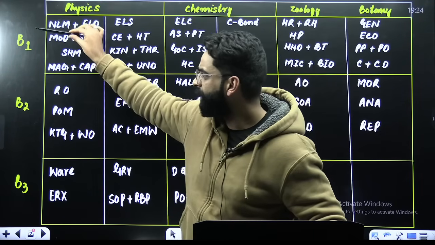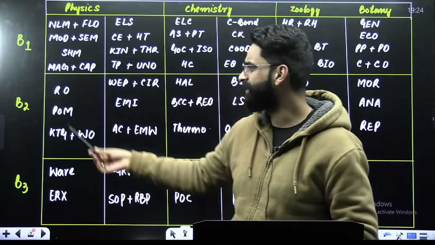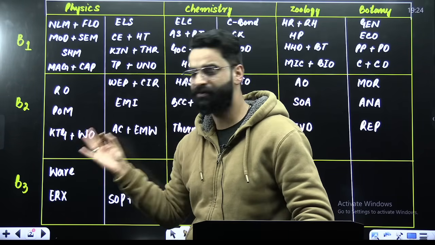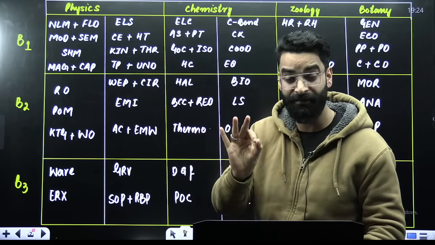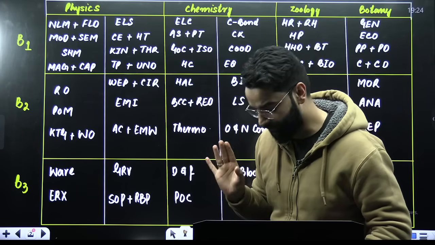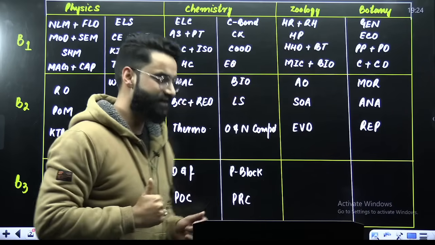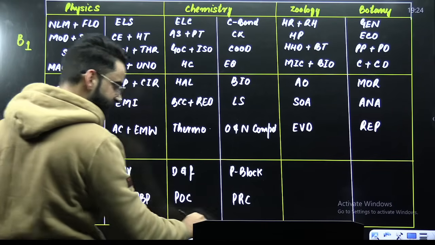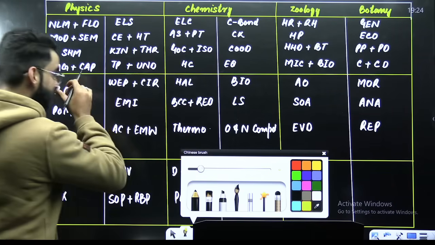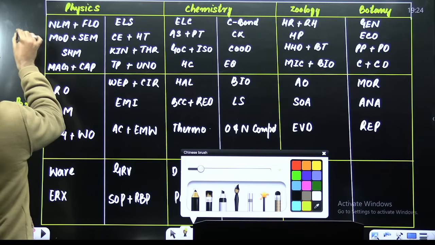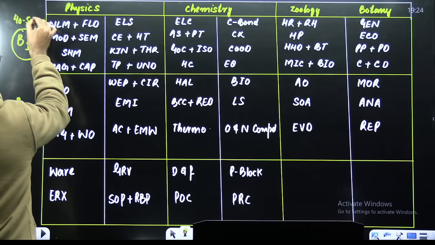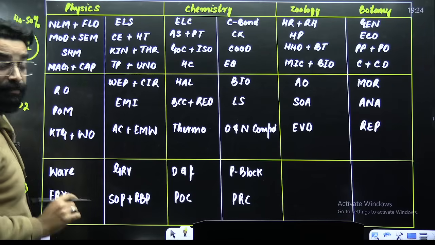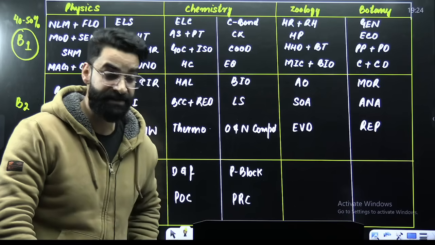Over here, I have made three blocks, as you can see. Block 1, Block 2, Block 3. My dear students, one by one, you have to complete all these three blocks. How are you going to complete these blocks? Let me tell you that first. Your first priority will be Block 1. This Block 1 contains some 40 to 50% of your entire syllabus of physics, chemistry, and biology.